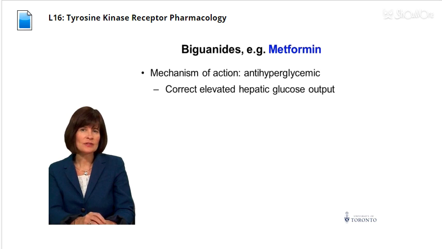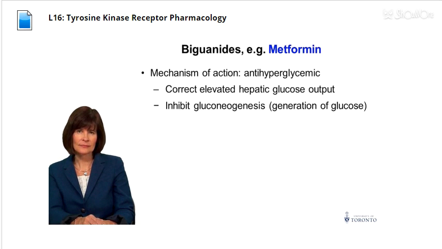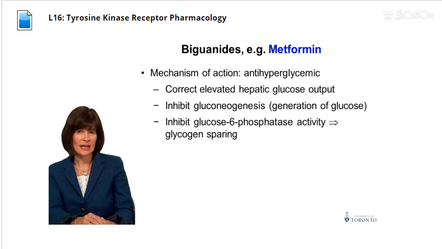This class of compounds decrease fasting blood glucose levels, which are elevated in type 2 diabetes. The primary source of glucose between meals is from stores in the liver. These drugs inhibit the generation of hepatic glucose and its release into the blood. They inhibit glucose 6-phosphatase, which is the enzyme that releases glucose from glycogen stores in the liver and muscle.